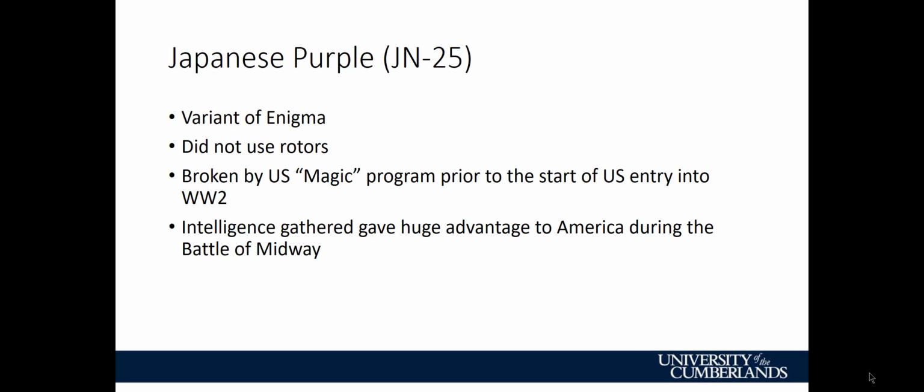This code allowed the U.S. to get forewarning of the upcoming attack on Midway Island. So the JN-25, or Japanese Purple, is a variant of the Enigma. It didn't use rotors, but it was broken by the U.S. MAGIC program prior to the start of U.S. entry into World War II. And the intelligence gathered gave huge advantage to the Americans during the Battle of Midway.